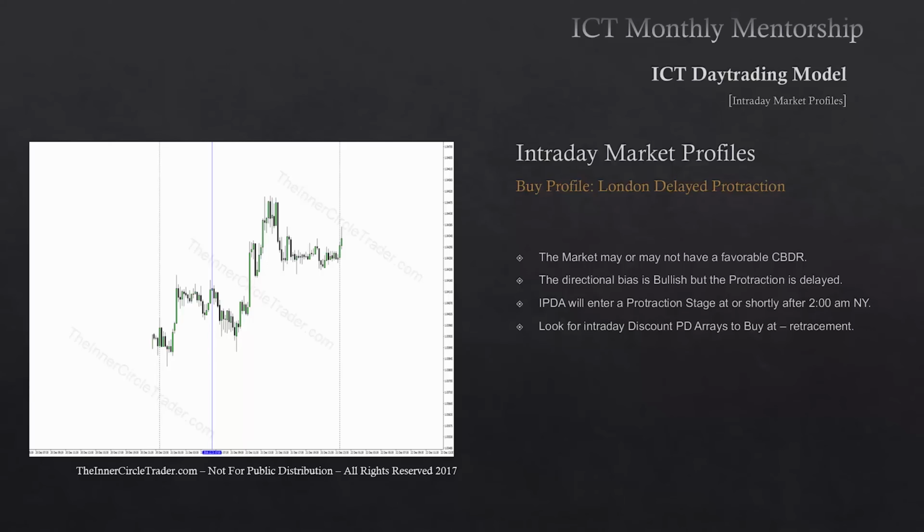So we have a questionable central bank dealers range or Asian range scenario. We can be looking for our directional bias to unfold, which is a bullish day. IPTA will enter a protractionary stage at or shortly after 2 a.m. New York. That's the blue line here. Market drops down and it dips into an intraday discount PD array. In this example here, you can see it trades down into a previous down close candle or bullish order block, creating the London setup to unfold for the rest of the bullish close day.